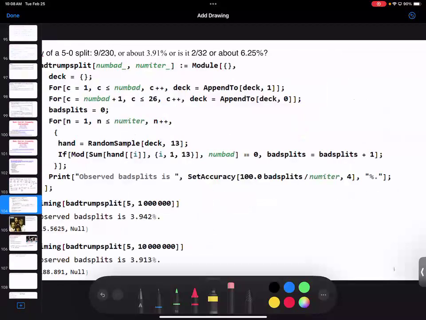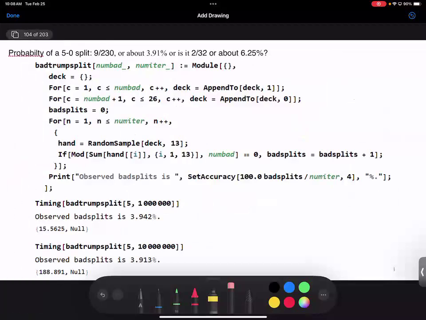And so here is the computer code. I wrote it in Mathematica. It's not that many lines of code. And so again, I am writing code tailored for a very specific problem. I have 26 cards, and I care about 5 special cards going in one hand. So C goes from 1 to num bad. Num bad for us is going to be 5.